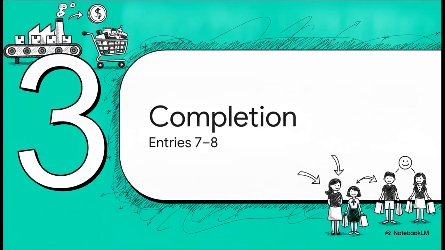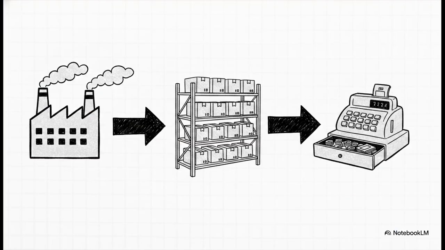Phase 3, Completion and Sale, entries 7 and 8. This is the absolute climax of our inventory's journey as it moves out of production and heads straight towards the customer. In entry 7, the physical batch is finally complete.